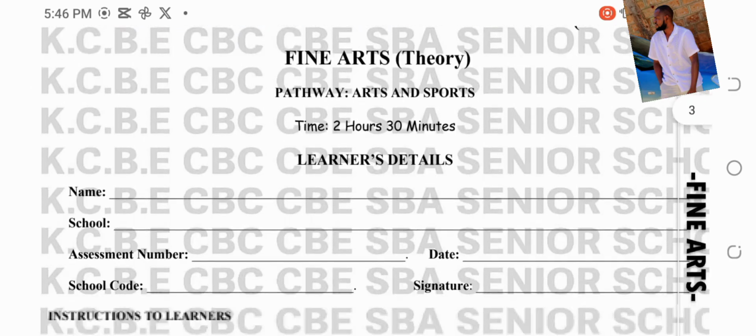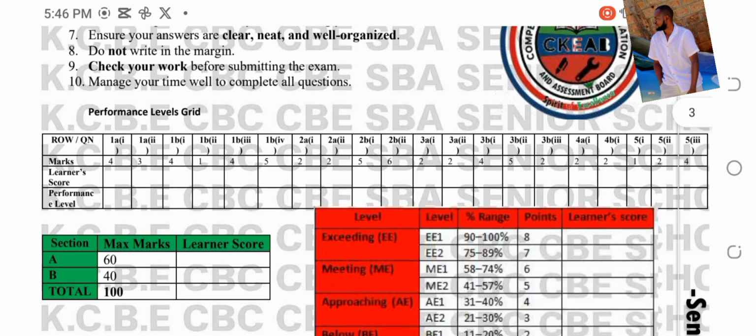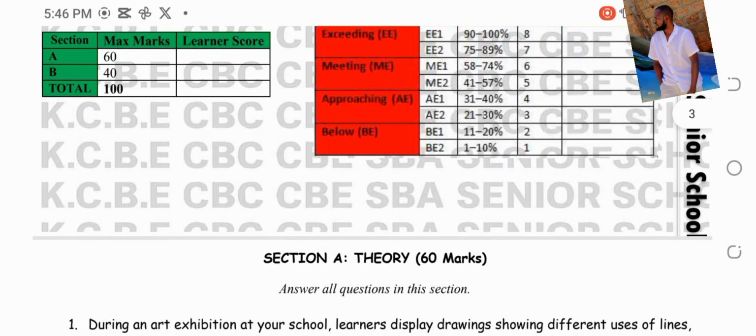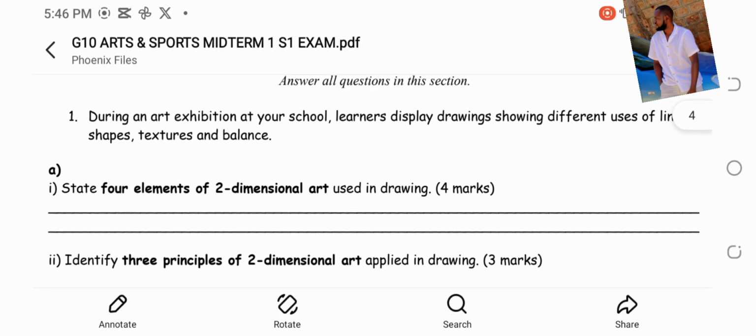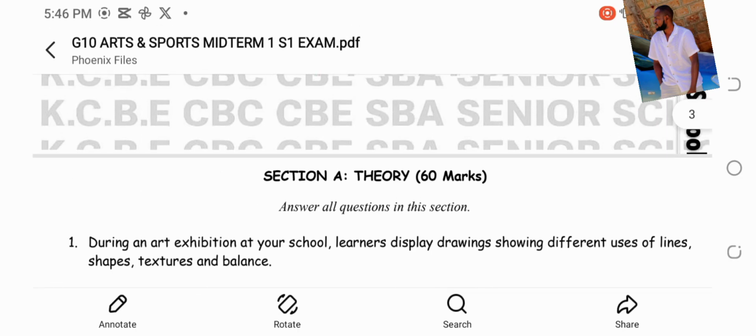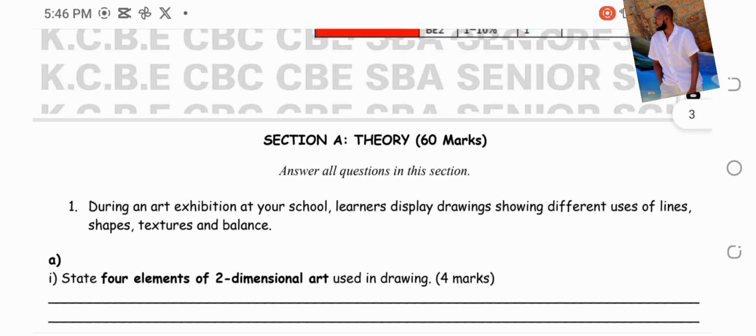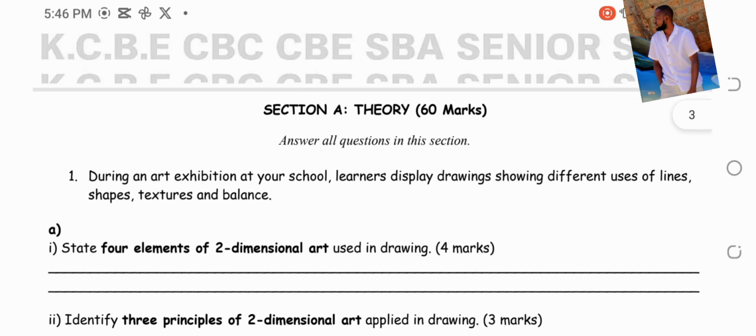So let's go to the question direct. These are just instructions, so I'll not go through the instructions. These are the rubrics. And the first question here, we are starting with what section here? We have theorem marks, and the section is for arts, I mean fine arts. So the first question says, during an art exhibition at your school, learners display drawings showing different uses of lines, shapes, and textures and balance.